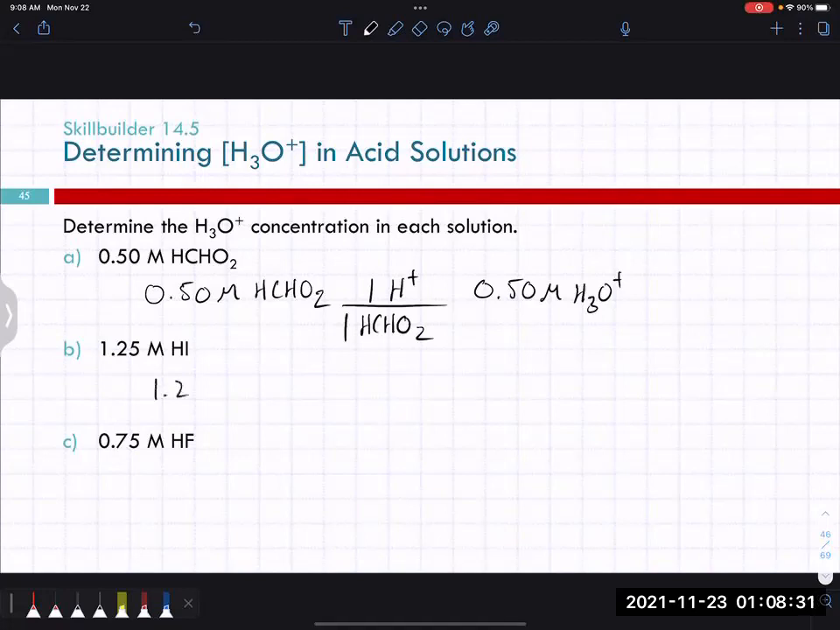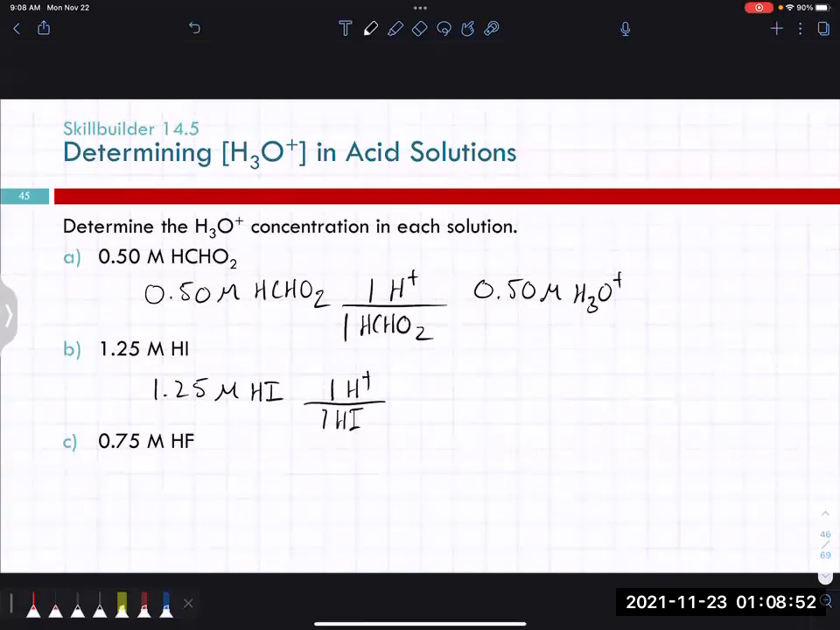So for this next one, 1.25 molar hydroiodic acid. Again, we have one H plus for every one HI. And our concentration is just the same.